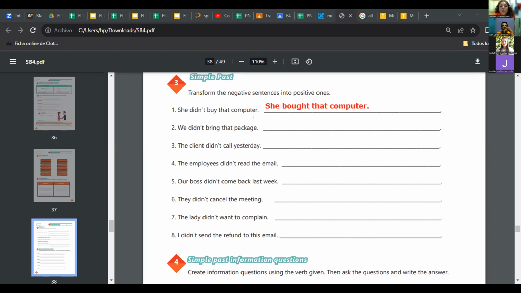What about the next one? We didn't bring that package. What is the affirmative form? Do you remember the verb bring in simple past? Bring, traer. Okay, what is the past? Try to remember. What is the simple past of the verb bring? Brought. Yes, so it is we brought. We brought that package. Very good. Excellent. Nice. All right.